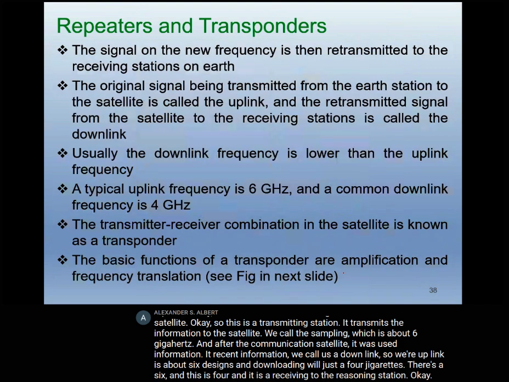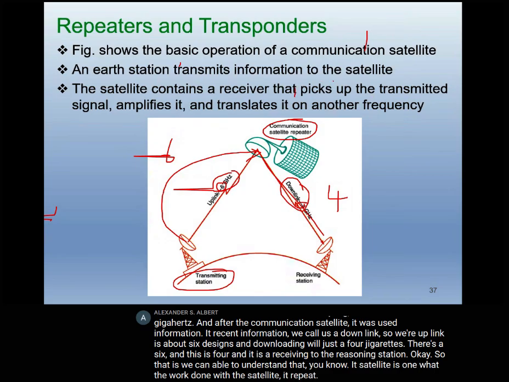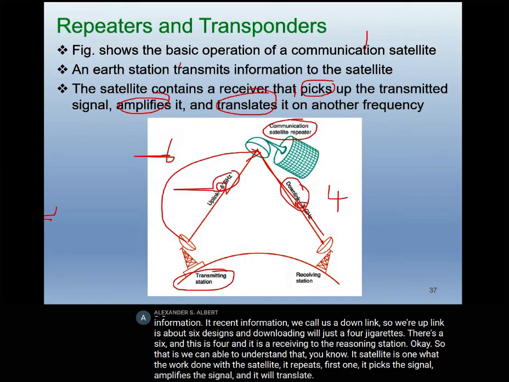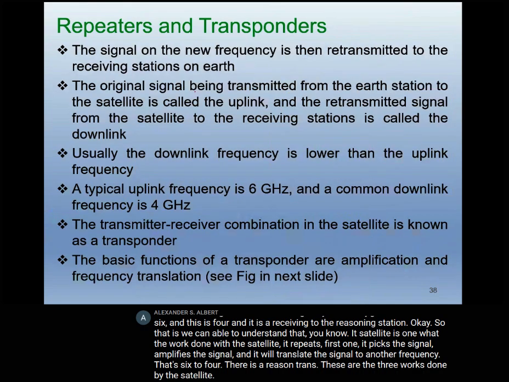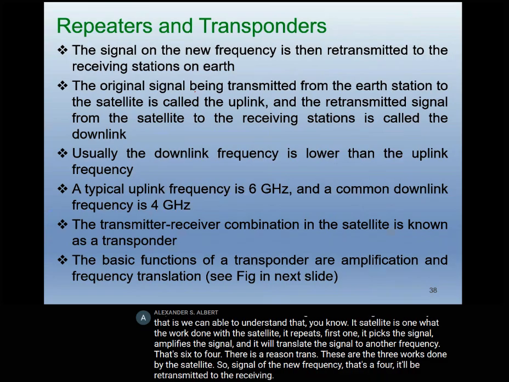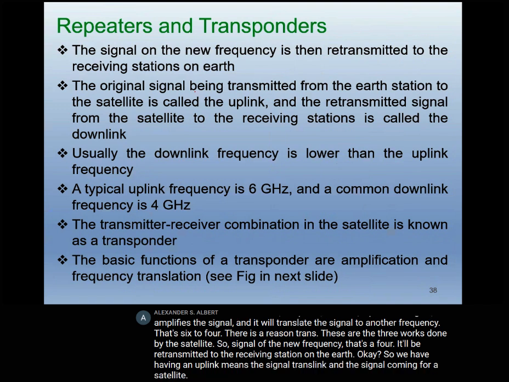So we can understand what work is done by the satellite. First, it picks up the signal, amplifies the signal, and translates the signal to another frequency, that is, 6 to 4. These are the three works done by the satellite. The signal of the new frequency, 4, is retransmitted to the receiving station on the Earth. So the signal transmitted from the Earth is called the uplink, and the signal coming from the satellite is called the downlink. The uplink is 6 and the downlink is 4.